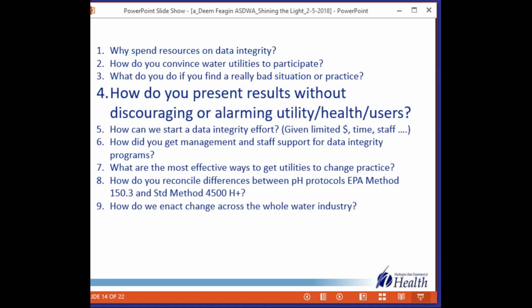And so I think it's difficult, because we want to create a sense of urgency so people will act, but we don't want to have too much alarm. So every time we present, we try to highlight as many examples as we can of what is working, what utilities are doing well and proactively. So innovations like the pH sampling port that Steve presented in the last webinar, that kind of thing.